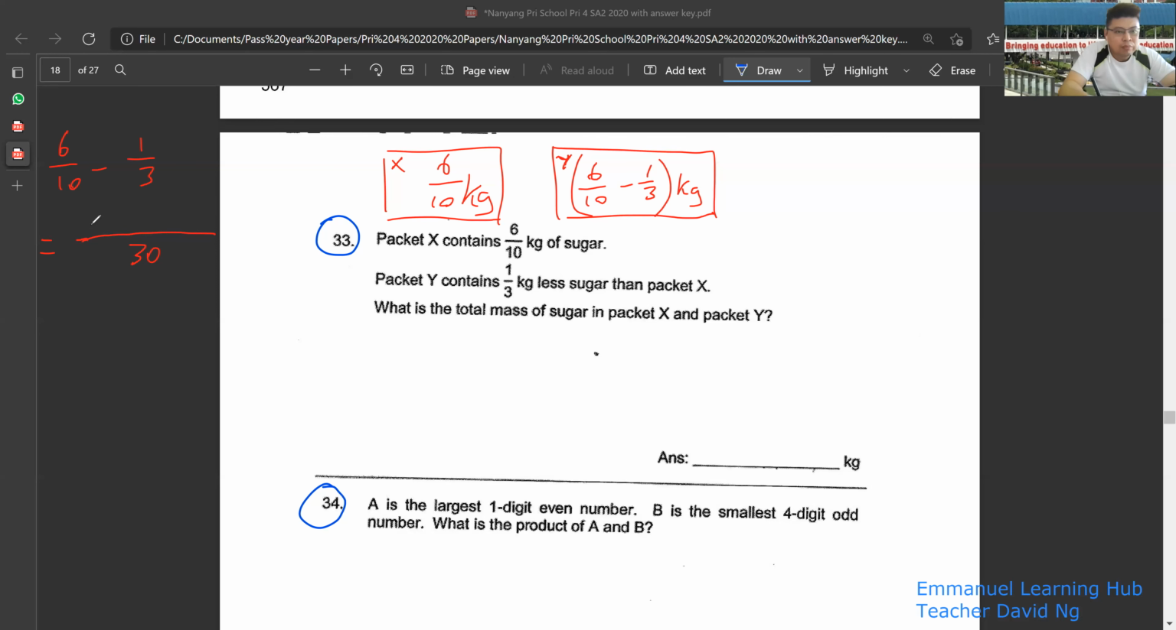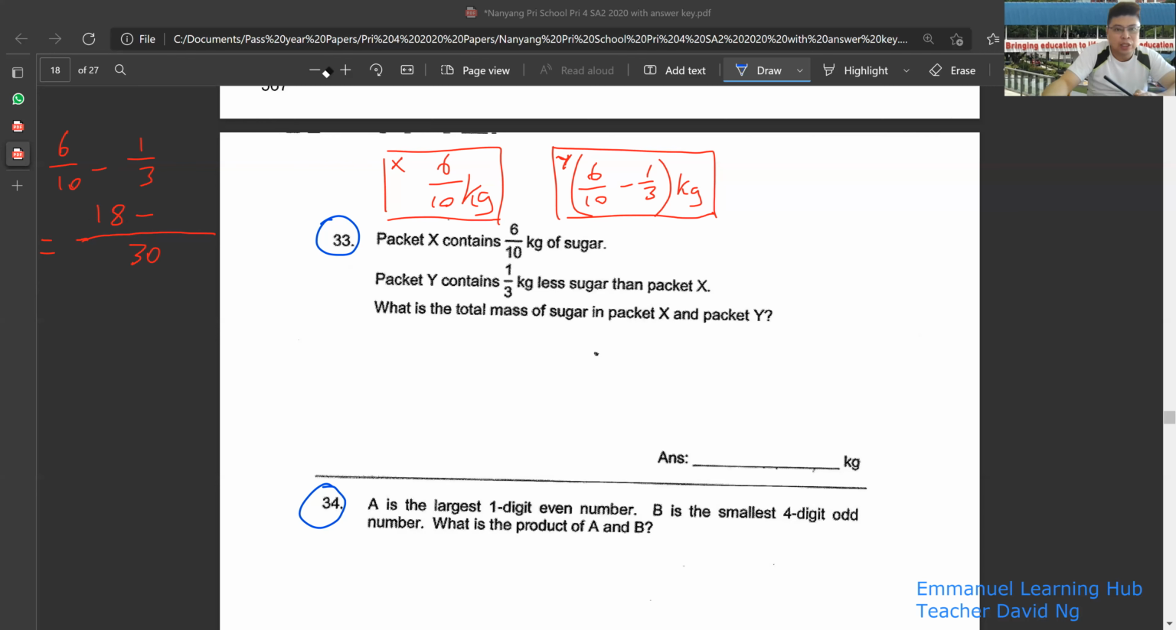Can you tell me what numerator I need to fill up here? I need to change my 6 to how many? 18. To 18. So do I put a minus sign here? Yes, you put a minus sign here. Why? Because it's a minus sign here. Get it? So you put a minus sign here.